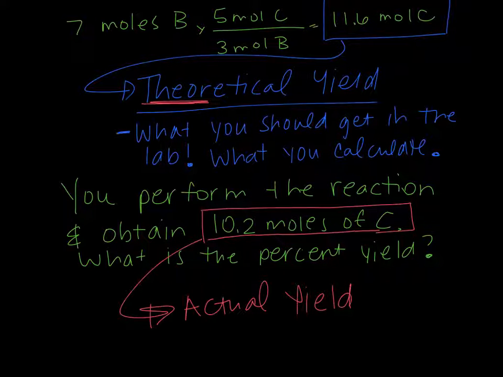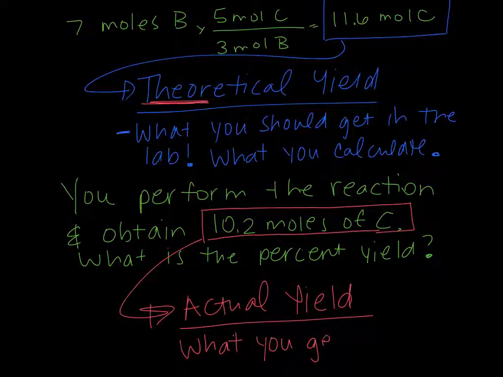And your actual yield is what you actually get when you do the reaction. So it's what you get in the lab. Okay, so if the theoretical yield is what you should get, and the actual yield is what you actually get, they're not going to be the same, because whenever you do a chemical reaction, most of the time you're not going to get 100%, though sometimes you could get very close.